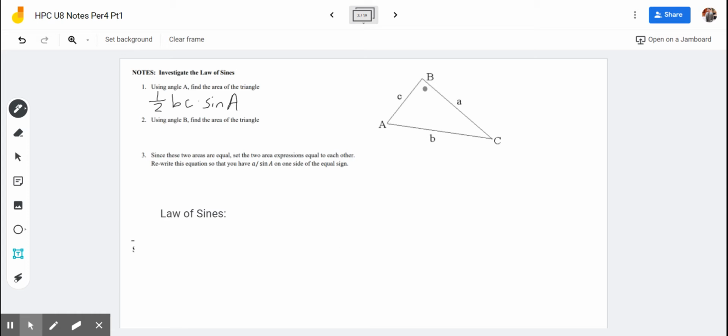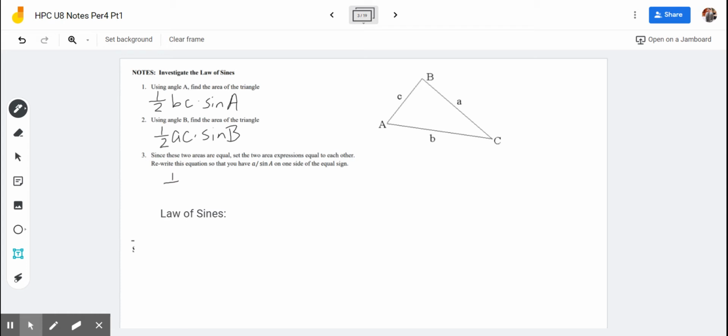If we're looking from angle B, it'll be 1/2 A times C times sine of B. All right. So it says, since these two areas are equal, set the two area expressions equal to each other, right? It's the area of the same triangle. So we'll set this number 1 equal to number 2.